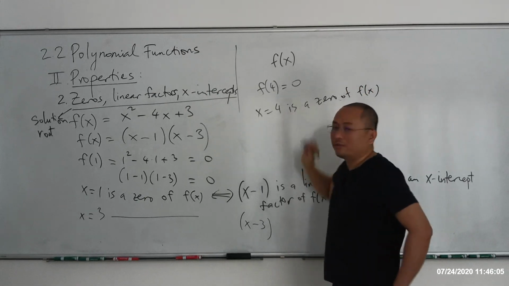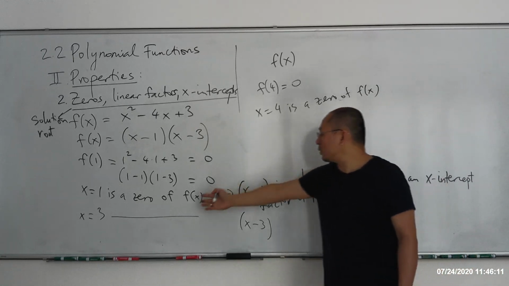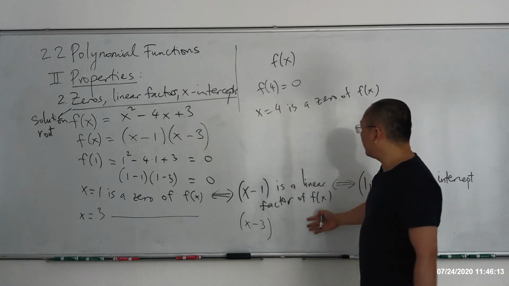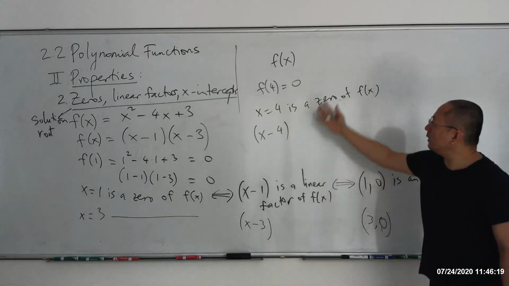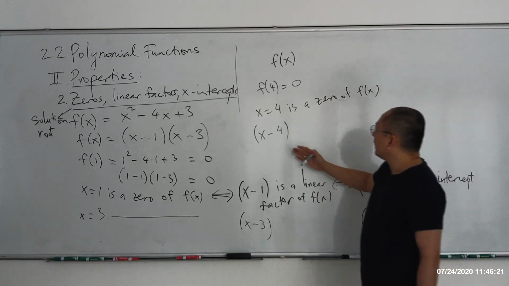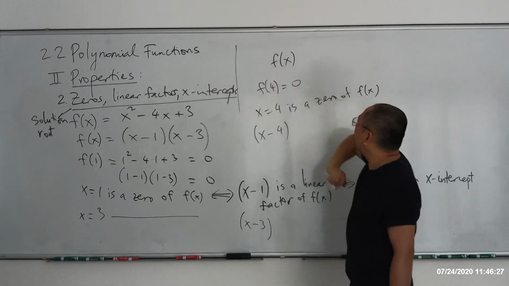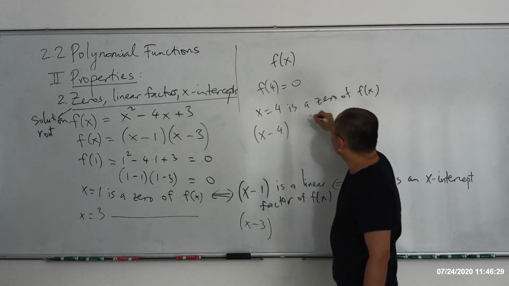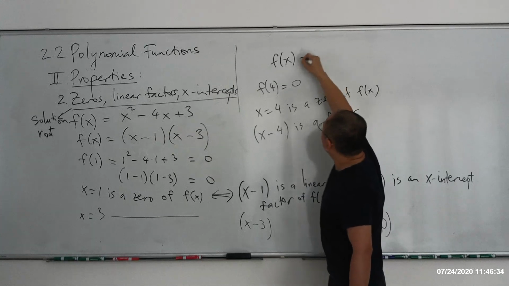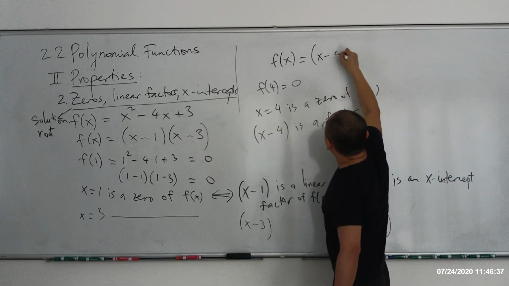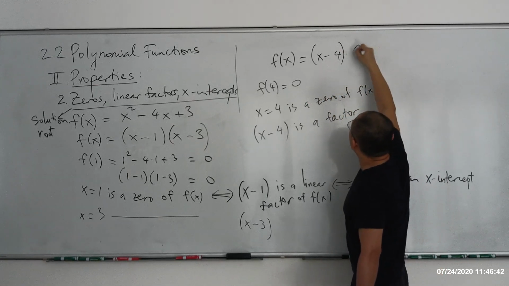Right? Because 4 in, 0 out. Are we good? And according to what we learned right here, a zero means that we know a linear factor. We know that x minus 4 will be a linear factor of f of x. So even though I know very little about the function, at least I know that f of x can be expressed as x minus 4 times something, because a linear factor is a factor. So x minus 4 times, I don't know what it is, g of x.